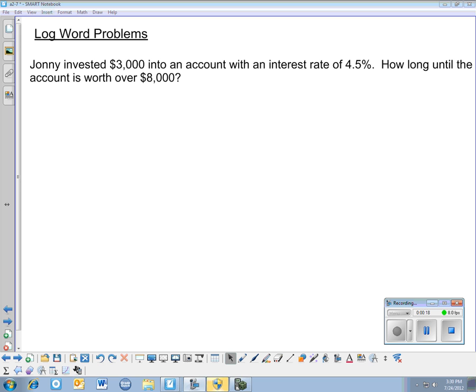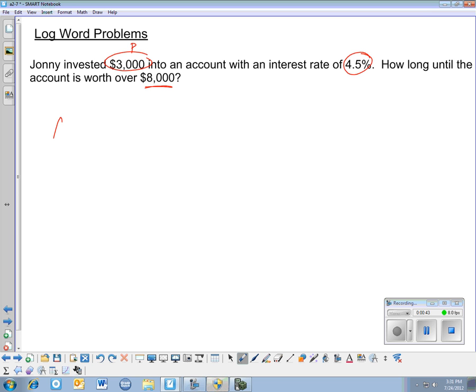Johnny invests 3,000 into an account, interest rate of 4.5%. How long until the account is worth over 8,000? So the principal is what Johnny invests. That's the 3,000. The rate is our percentage divided by 100. We want to know how long until, so we're missing the time, we're missing t until it's over 8,000.